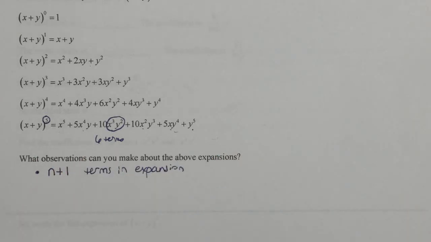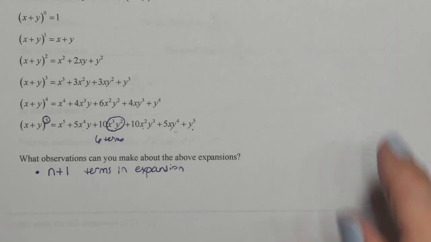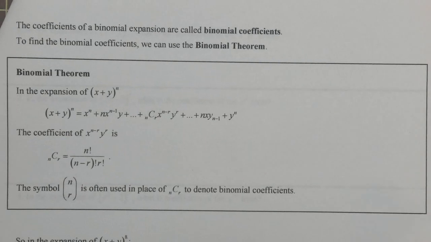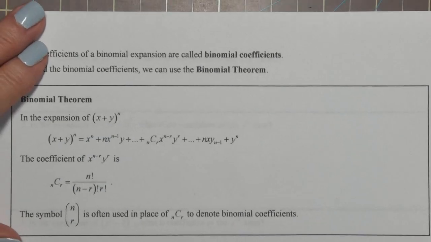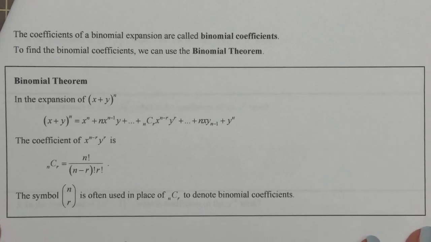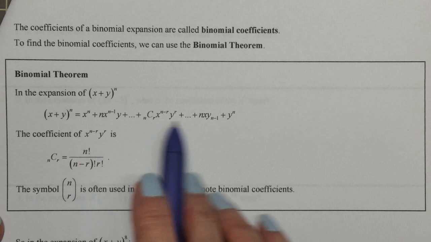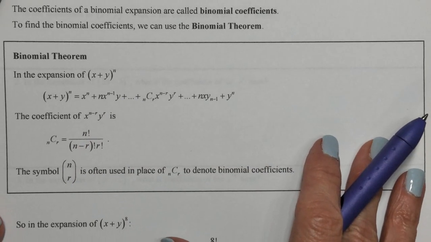And I'm sure you guys can see some other patterns that you're going to tell me about in class. All right? Okay. Let's take a look at how we can find the coefficients in that binomial expansion for any exponent n. This is called the binomial theorem.